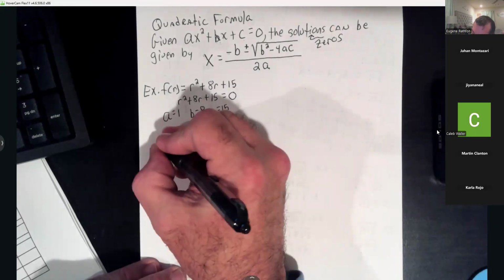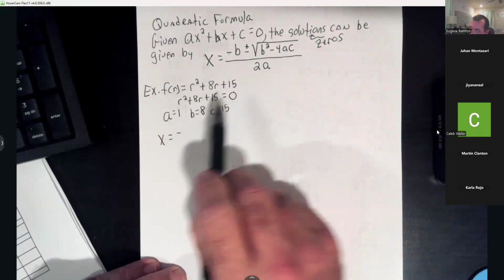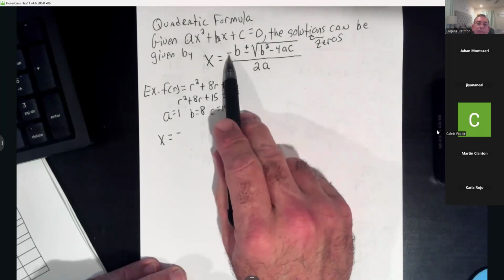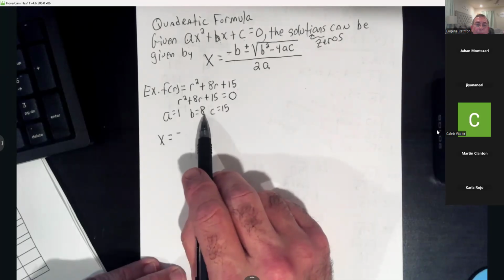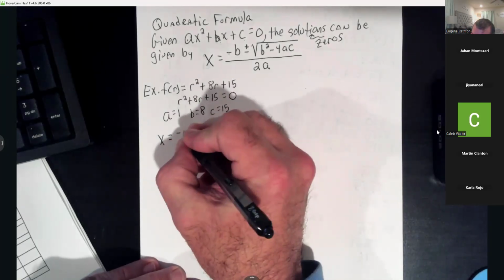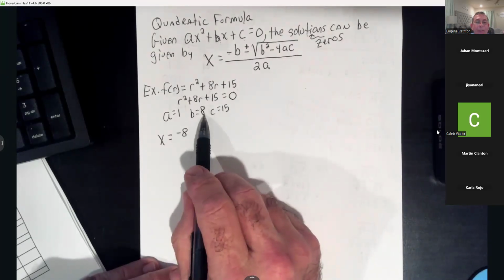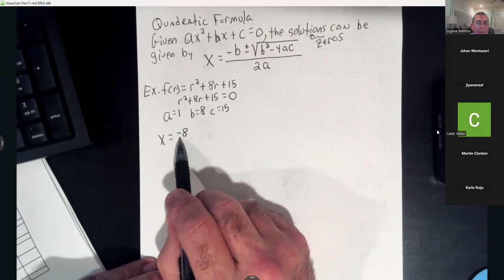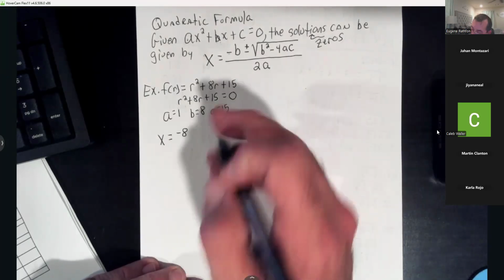So I got my X equals negative. So y'all write that negative first and then put in your B. Well, the B I'm putting in is a positive 8. So that negative turned the positive 8 into a negative 8. That's all it's going to do is change the sign of B, okay?